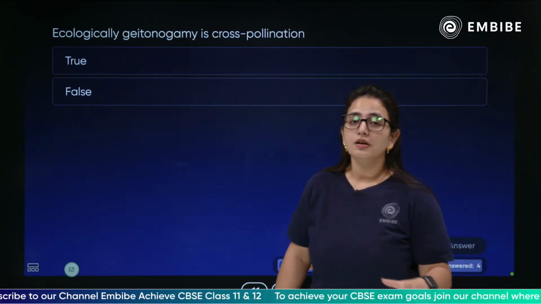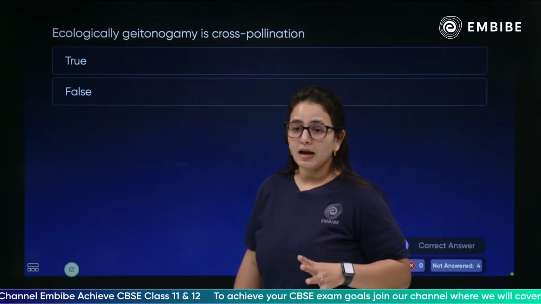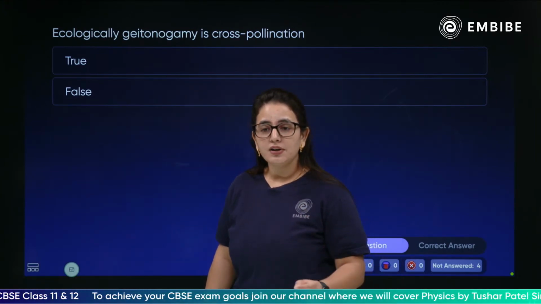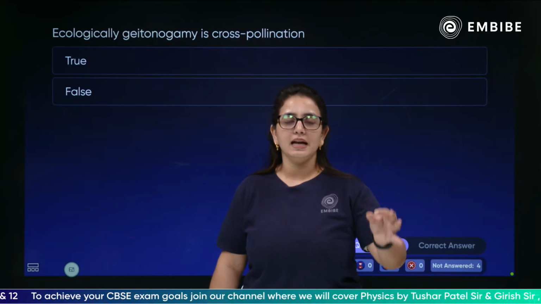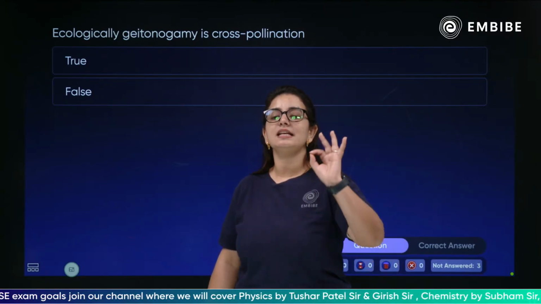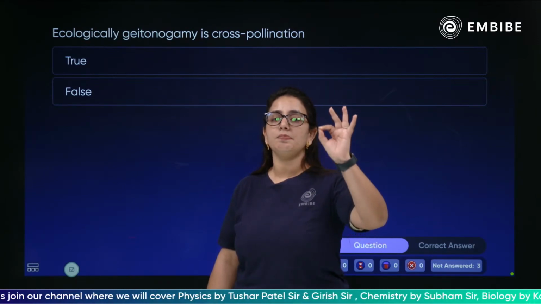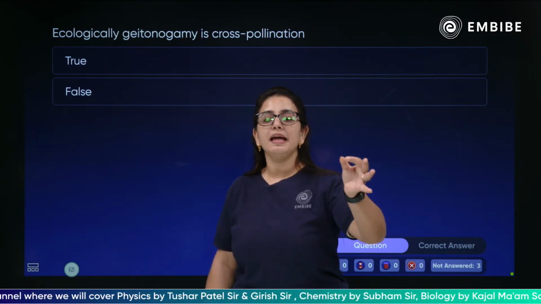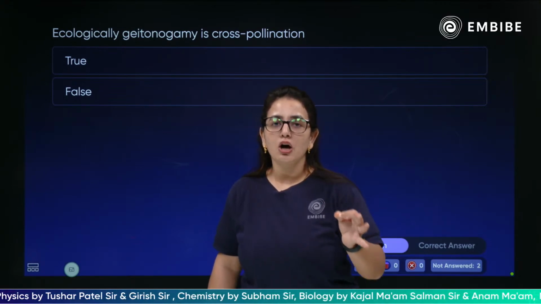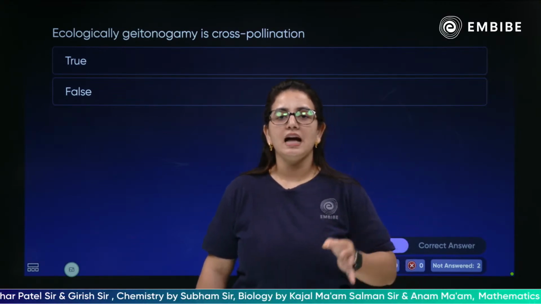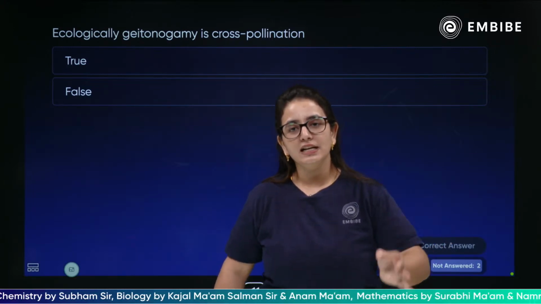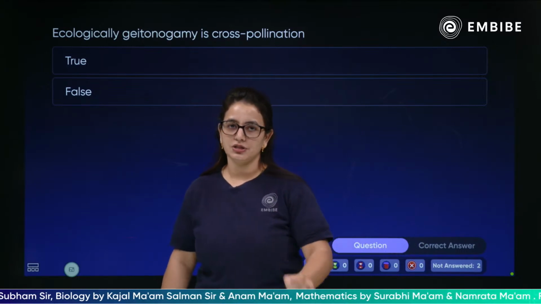Okay, Tausif, what is xenogamy? Xenogamy is the transfer of pollen grain of one plant to the stigma of another plant through some agent, and this is what you call cross pollination. This kind of pollination has been ecologically and genetically creating variations.